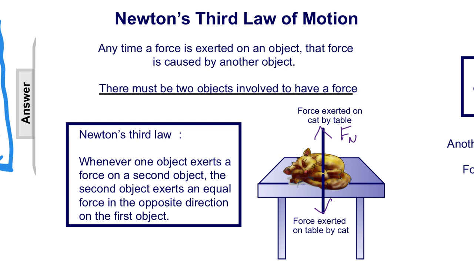Okay, so this brings us to the last law of motion, called Newton's third law of motion. Newton's third law: when object A exerts a force on object B, object B exerts an equal force, but in the opposite direction, on object A. Okay, this is really not too intuitive a law.